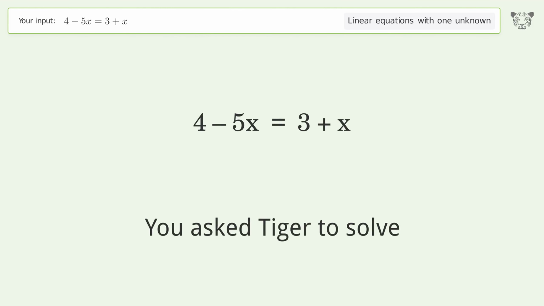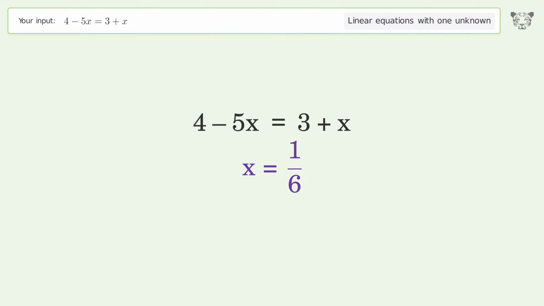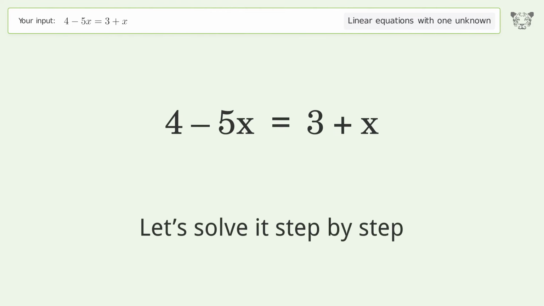You ask Tiger to solve this. It deals with linear equations with one unknown. The final result is x equals 1 over 6. Let's solve it step by step.